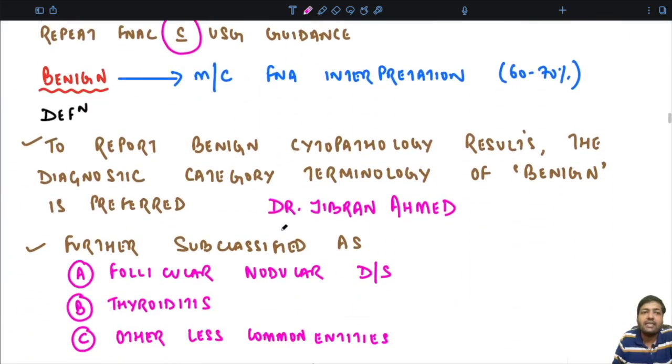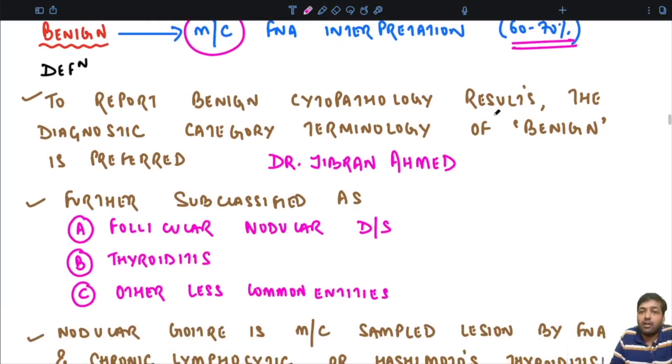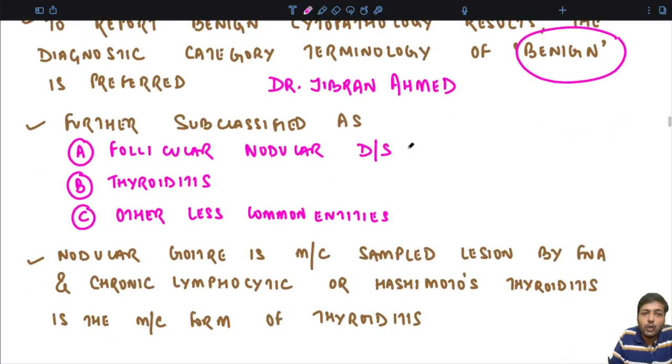The next important one is the benign category. Remember, the benign category is the most common FNA interpretation, accounting for 60 to 70% of all cases. So what is the definition? To report a benign cytopathology result, the diagnostic category terminology of benign is preferred. It is further subclassified into follicular nodular disease, thyroiditis, or other less common entities.